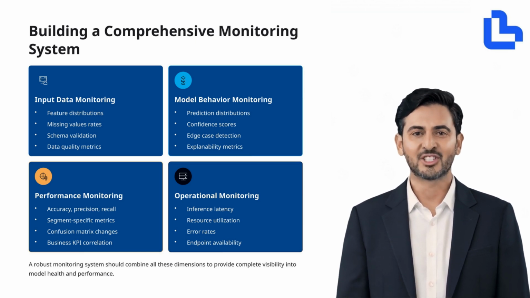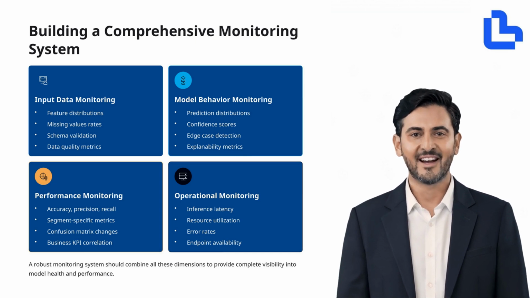Finally, there's operational monitoring. This includes inference latency, resource utilization, error rates, and endpoint availability. These metrics ensure your model is not only accurate but also efficient and reliable from a systems perspective. A robust monitoring system integrates all these dimensions to provide complete visibility into model health. It enables proactive maintenance, faster troubleshooting, and more confident decision-making. In short, it's the foundation of trustworthy AI in production.